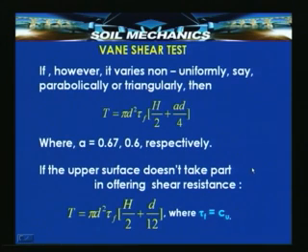If the upper surface does not take part in offering shear resistance, that is, if the vane is not pushed completely into the soil, then T, the torque, will only have d by 12, because the contribution from the bottom surface only will be there, the contribution of the top surface will not be there. And in all these, tau f is the unknown, and that is what we determine from knowing the torque and this expression and all the geometry of the vane, and that is what is equal to the undrained cohesion of the soil.